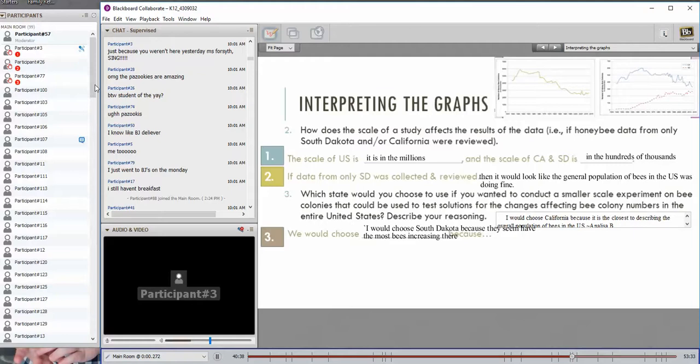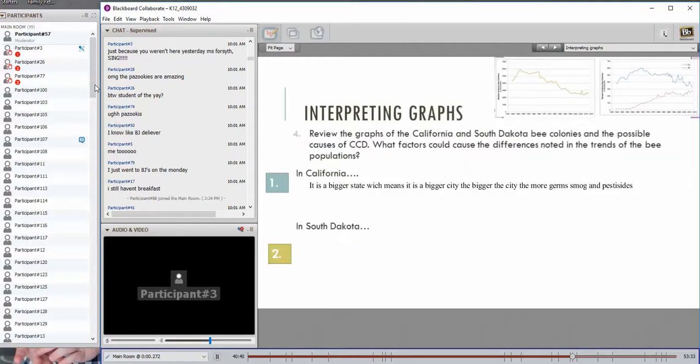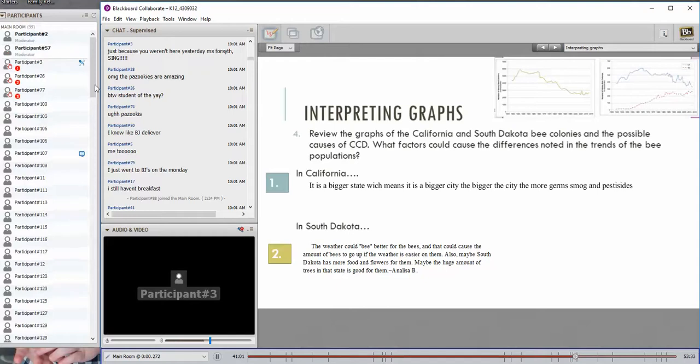And next slide. So interpreting the graph slide, in California, Elena said it's a bigger state, which means it is a bigger city, and the bigger the city, the more germs and stronger pesticides for why the bees are decreasing in California. And in South Dakota, I said that the bees could be increasing because the weather could be better for the bees, and that could also cause the amount of bees to go up. And South Dakota maybe has more food and flowers for them, and the amount of trees provides a lot of shelter for them. So, okay, next slide, last slide.